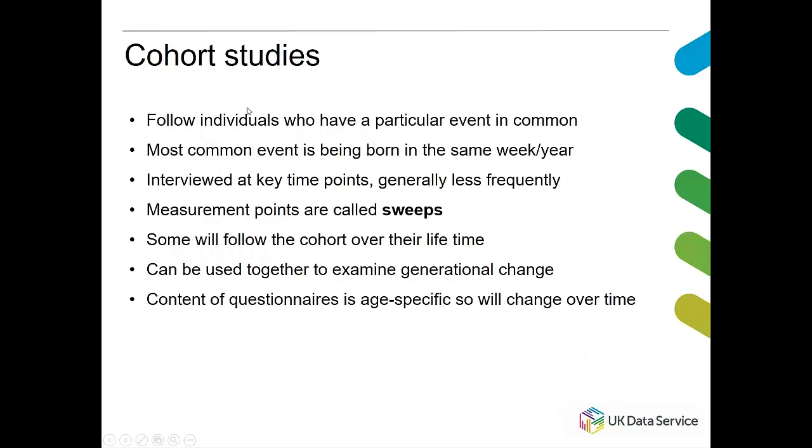Now, another type of longitudinal study is the cohort studies. Again, they follow the same individuals over time, but instead of taking a random sample from the population, they sample individuals who have a particular event in common. Now, the most common event is that they happen to be born in the same week or the same year. And these people are then followed throughout their lifetime. They're interviewed at key time points, although generally they tend to be less frequent. But the measurement points in these surveys are called sweeps.